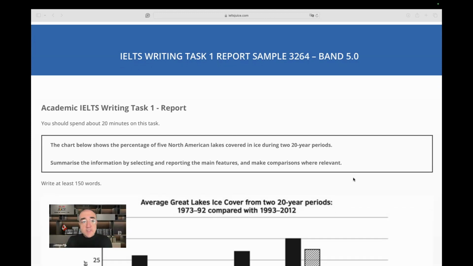The rubric says, the chart below shows the percentage of 5 North American lakes covered in ice during 2 20-year periods. So we're talking about 5 lakes and the percentage of the surface that is covered in ice, and we have 2 time periods, but they are not single years. Each time frame has 20 years in it.